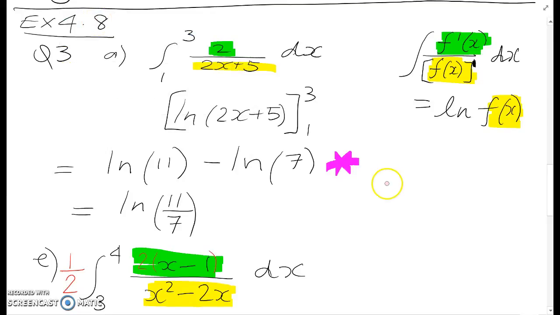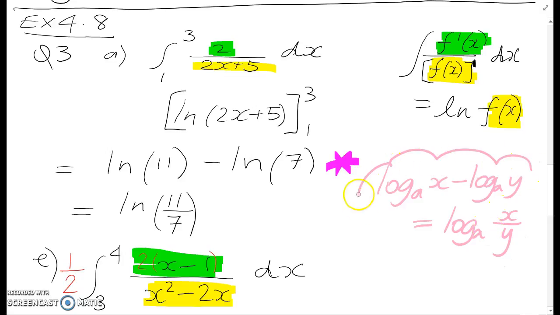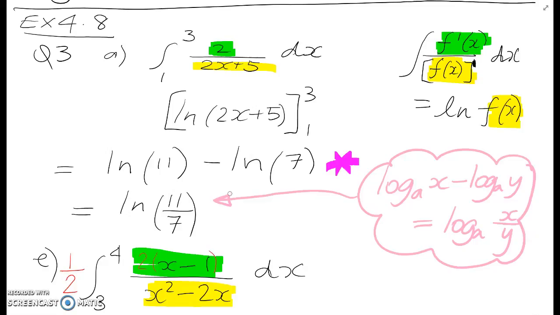There's that log law that says provided I've got the same base, I can simplify that like so. See, I have used that here. So they are to the same base, they're base e. So that's why log 11 minus log 7 is the same as log 11 over 7.